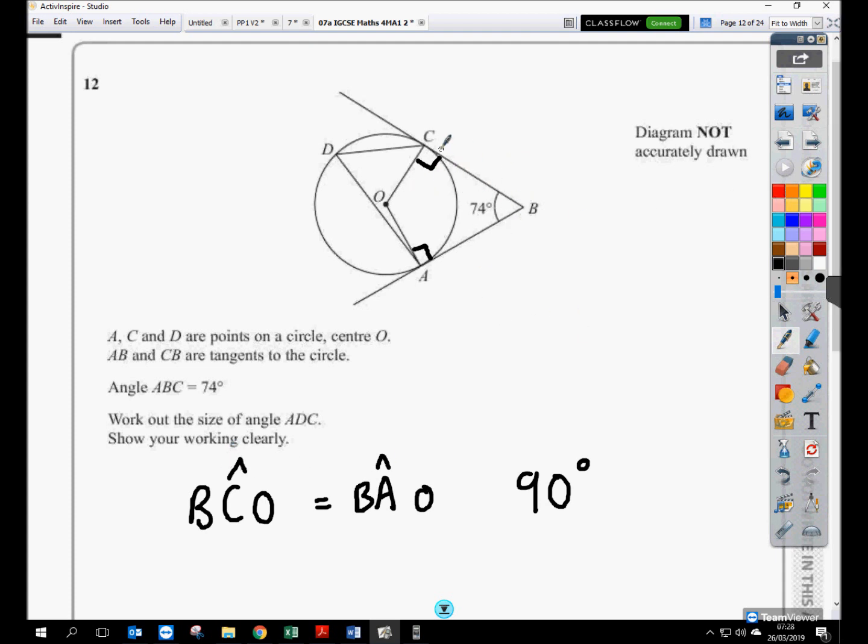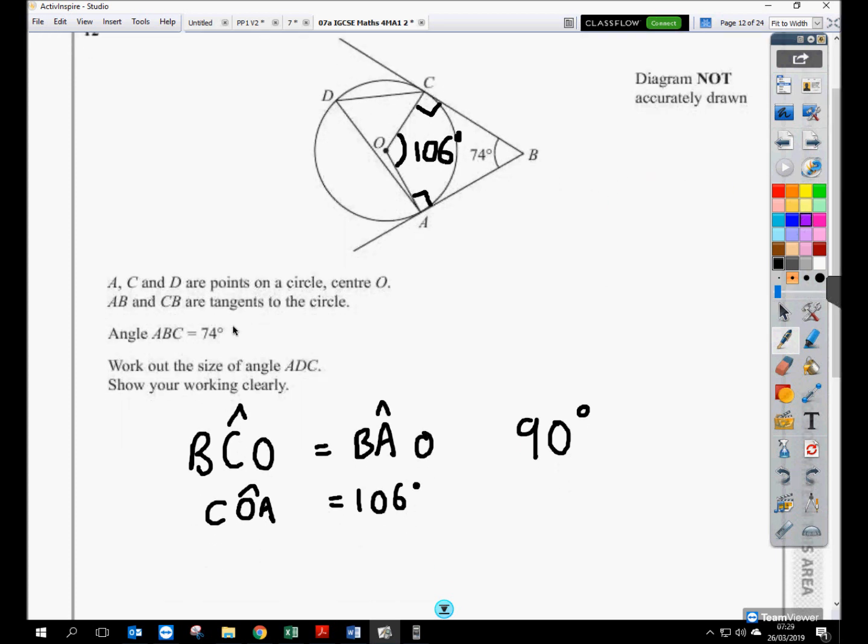Okay, we have a quadrilateral here, OCBA, a kite shape. In any quadrilateral, angles add up to 360. So if you add 90, add 90, add 74, and subtract it from 360, we end up with 106. So angle COA is equal to 106.